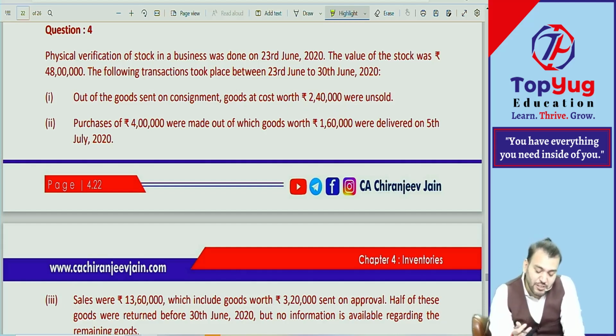Out of the goods sent on consignment, goods at cost worth rupees 2 lakh 40,000 were unsold. Means this was sent on consignment, and out of that 2 lakh 40,000 were unsold. That will also be part of stock. Purchase of 4 lakh were made, out of which goods worth rupees 1 lakh 60,000 were delivered on 5th July 2020. It was delivered after 30th June 2020. Correct?